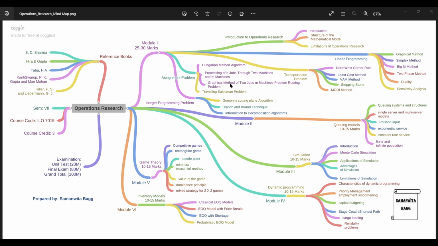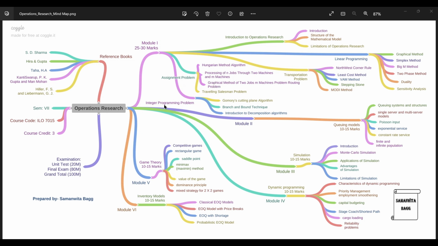which could be asked. Then there is the graphical method of 2 jobs, m machine problem, and the routing problem, which is also there. And the last one is the traveling salesman problem, which includes things like a salesman has to go from a home city to various other cities and come back to his city. So how do you assign the job to the traveling salesman? So these are the various types of numericals which are possible from the assignment problem topic. You may expect a problem on this topic as well for 10 marks.